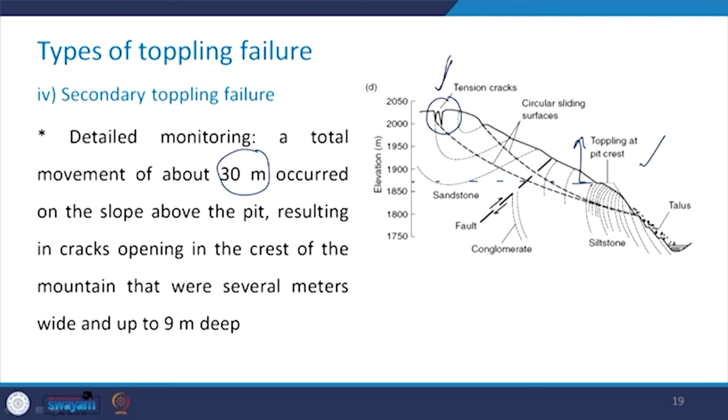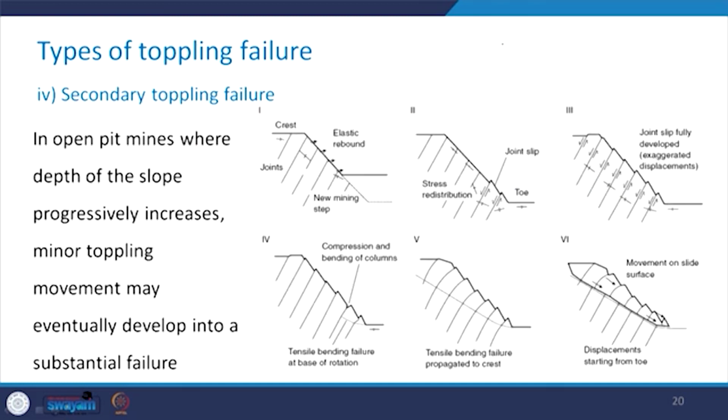So you can see how one particular phenomenon triggers another phenomenon, and therefore there occur tension cracks in the slopes, which are not desirable, because the moment a tension crack occurs, it reduces the factor of safety. So these are some of the typical pictures for the open pit mine activities.